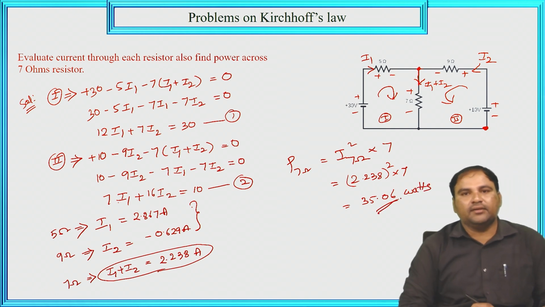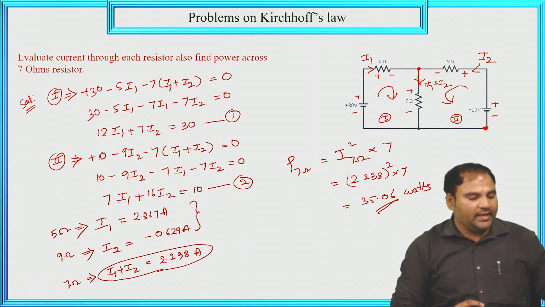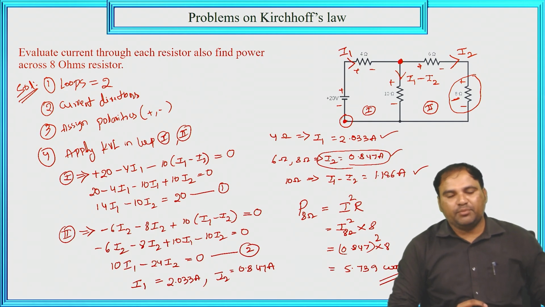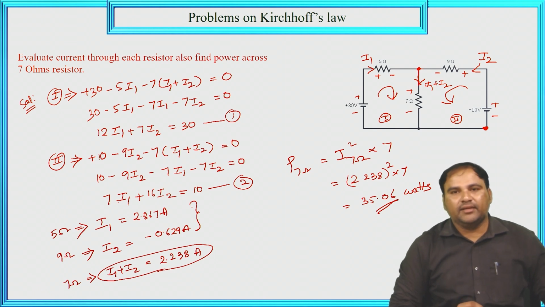Here is the calculation if two loops are in clockwise direction, here is the procedure. If one loop is in clockwise direction and another loop is in anti-clockwise direction, here is the calculation.